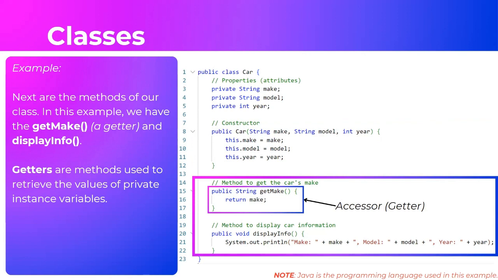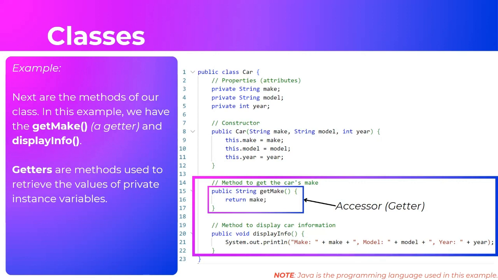Next on our classes, so as we have mentioned, a class is a collection of properties, attributes, and methods. So we have here some examples of methods. The first one is getMake, and then the other one is displayInfo. getMake is an example of what we call an accessor or a getter. So what are getters? Getters are methods used to retrieve the values of private instance variables.